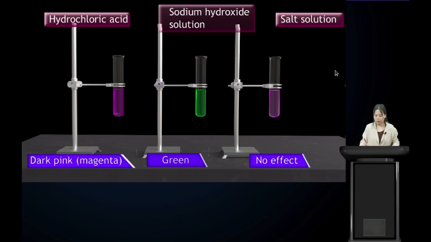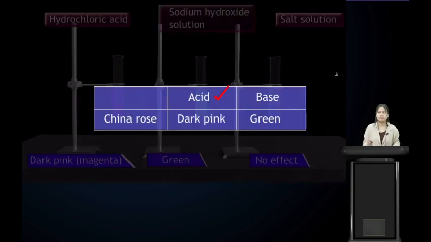So from here we can see that when we use China rose in acid, the solution changes its color to dark pink or magenta. In base, the solution changes its color to green. So by using China rose, we can also indicate whether a substance is acid or base.